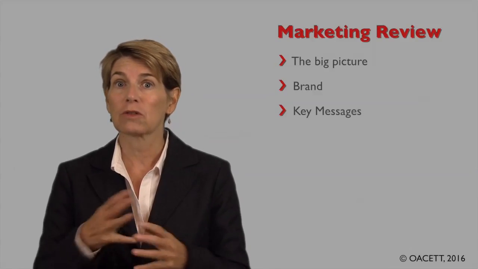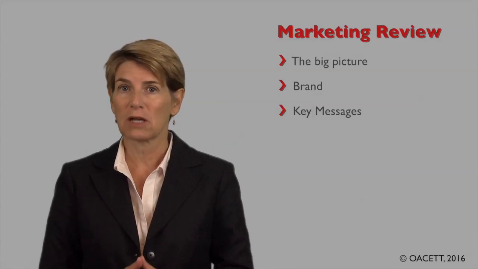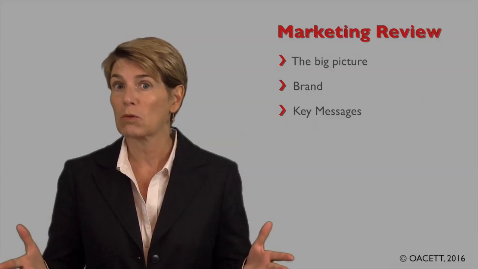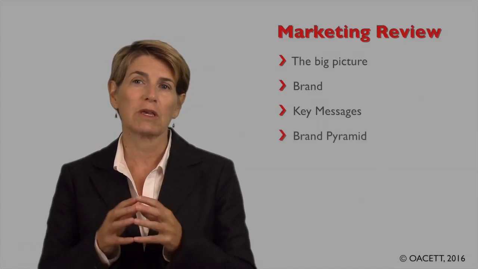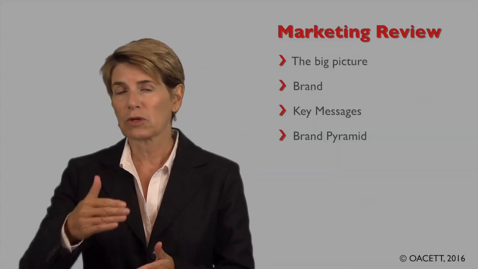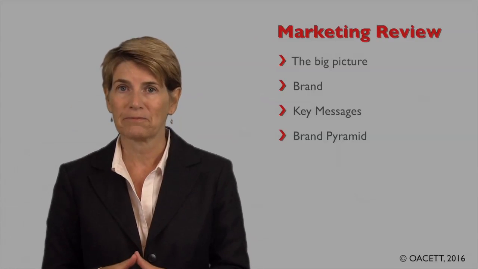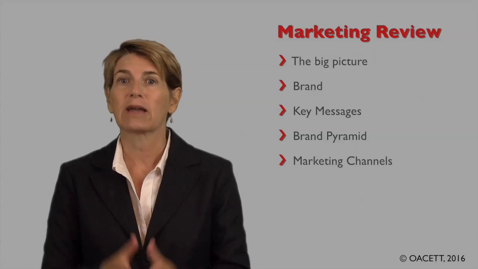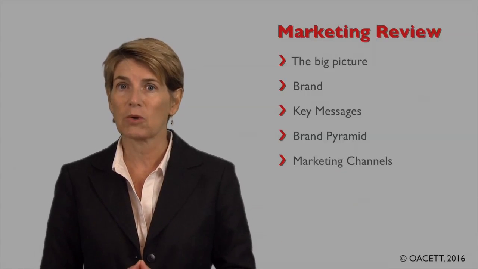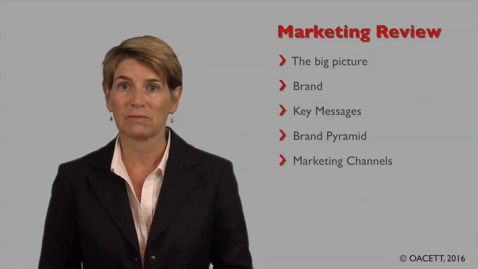Then we took a look at what a brand is, and I had you take a look at the OACETT logo and name and think about what that brand is. Then you took a look at key messages. So what are the key messages if you just had 2 minutes in an elevator to tell someone about OACETT? What would you say? Then we took a look at a brand pyramid, which really pulls together the essence of the organization in a really clear, logical, step-by-step way. And then finally, we looked at marketing channels, all the different ways that you can get this information and these messages about OACETT out there to the target market.